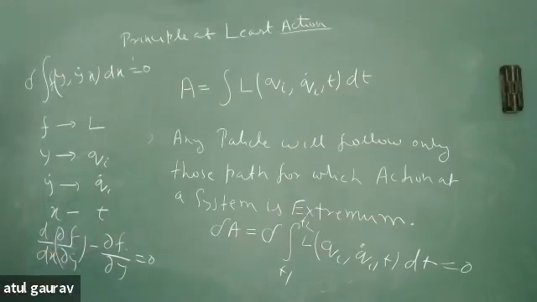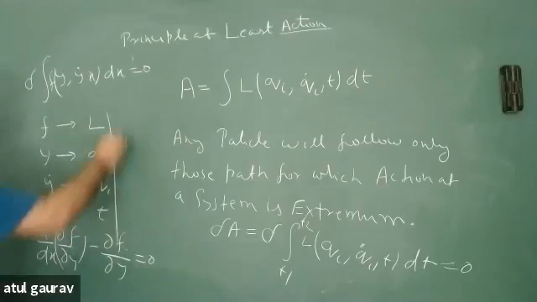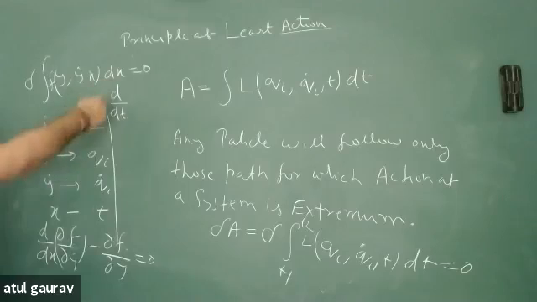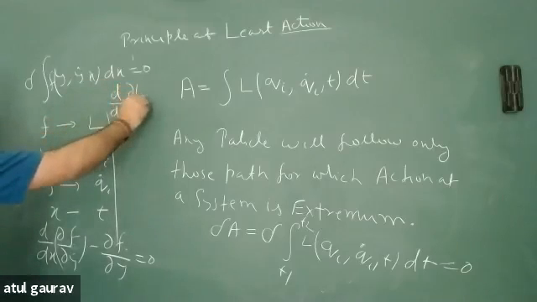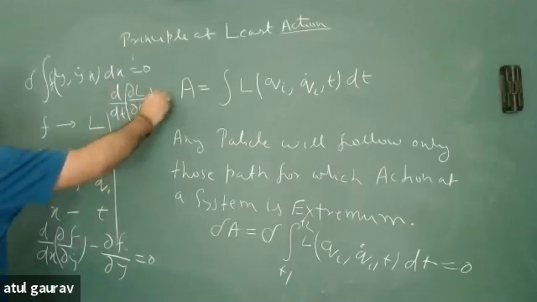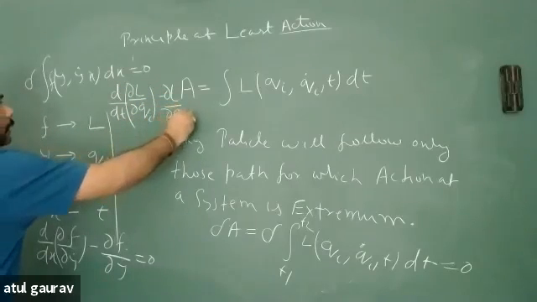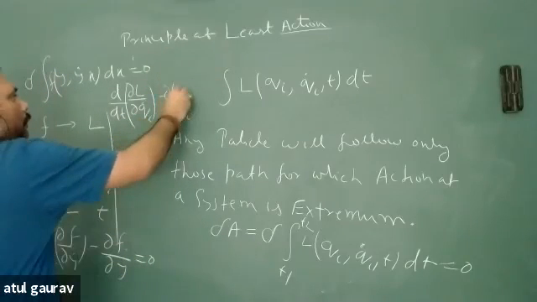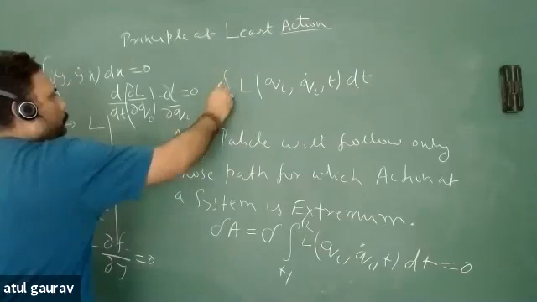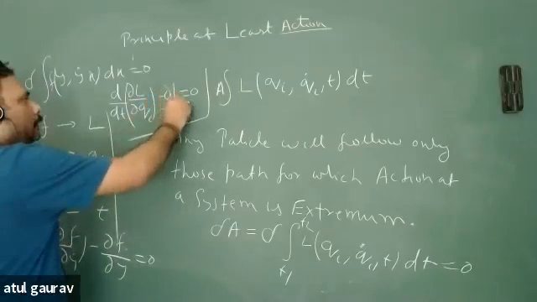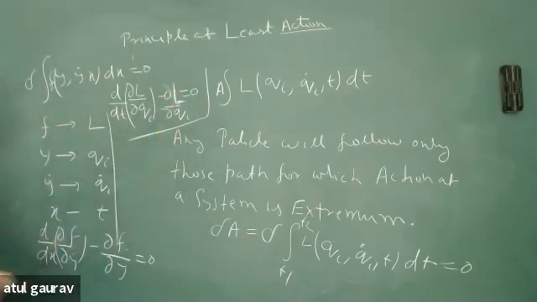If I want to write this for L, then what will it be? I am going to use this space. So this can be written as d/dt of del L upon del qi dot, minus del L upon del qi, and this must be equal to 0.